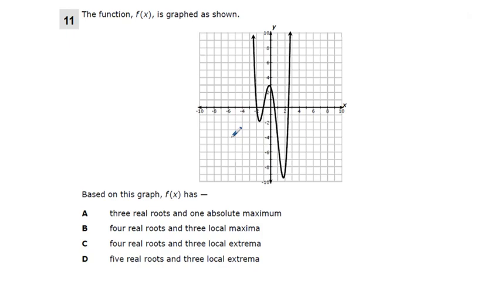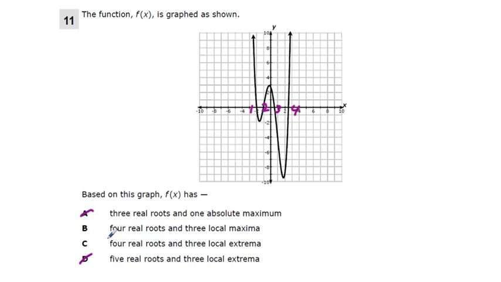Next, 11. The function f(x) is graphed as shown. Based on this graph, f of x has, okay, real roots. A real root will be found where you're touching or crossing the x-axis. So I count 1 here, 2 here, 3 here, and 4 here. So the place where we see 3 real roots, definitely not the case. D is probably wrong here. It says 5 real roots.